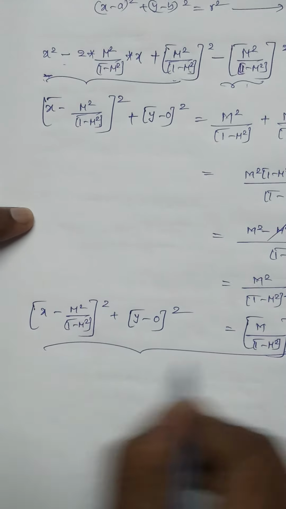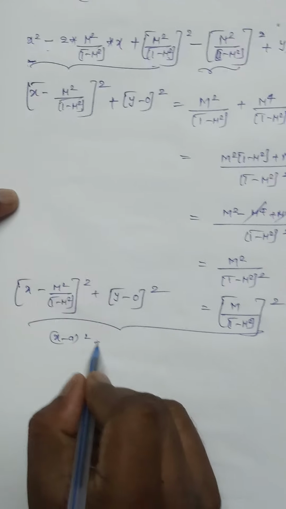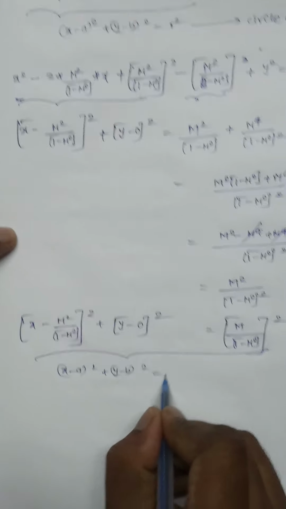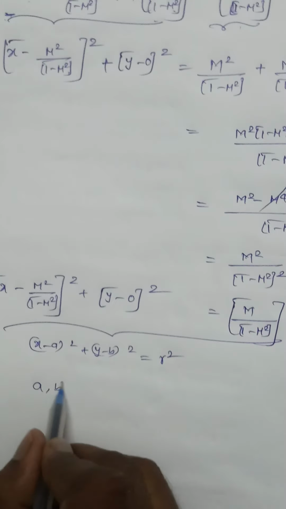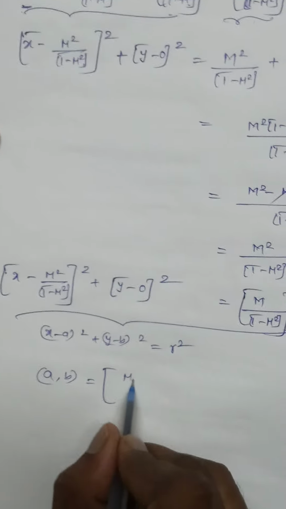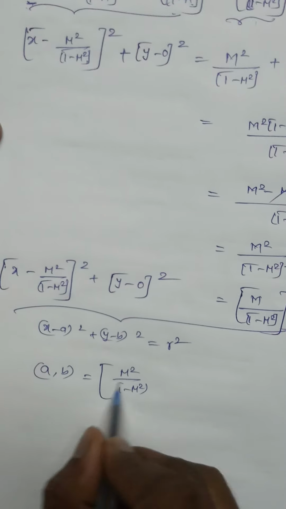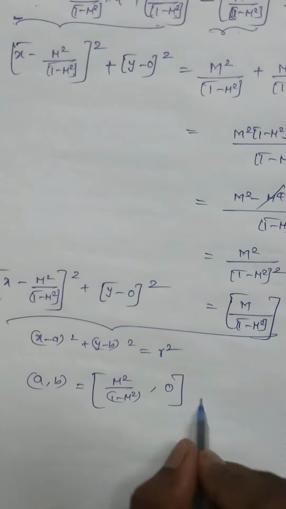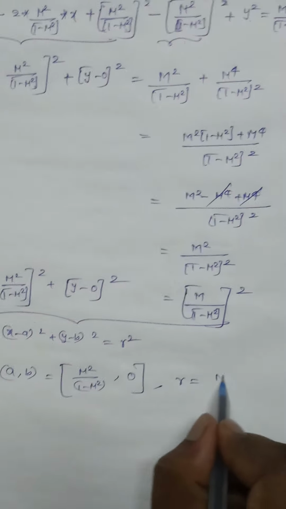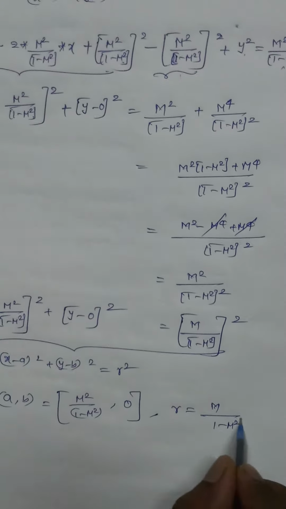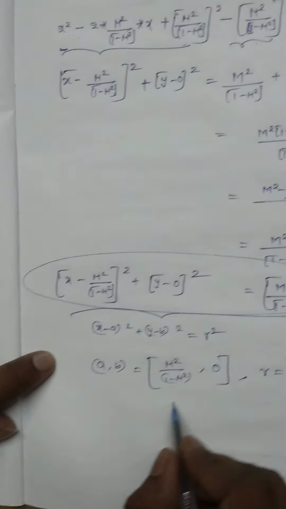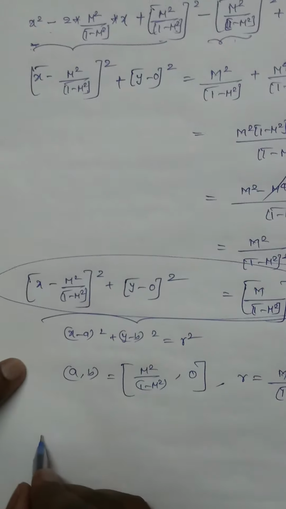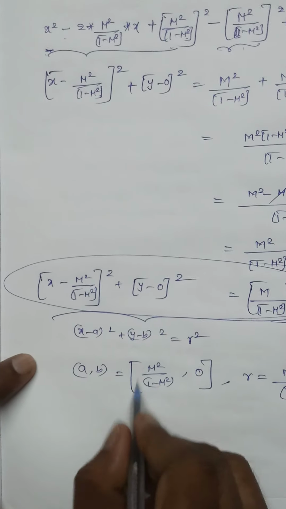So this is like x minus a whole square plus y minus b whole square is equal to some r square. So that represents a circle equation, and the center here is a comma b, equal to m square divided by 1 minus m square comma 0, since b is nothing but 0, and radius r is equal to m divided by 1 minus m square. So this represents a circle equation.